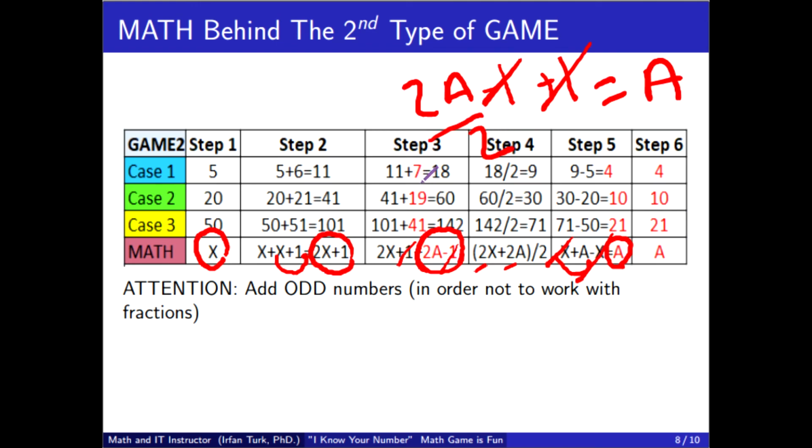For example, here we add 7, right? Add 1 to that 7, which is 8, divided by 2, 4. So the final answer is 4. We add 19. Add 1 to that 19, which is 20. 20 divided by 2, which is 10. So the result is 10. So as you can see, the final number is related to the number that we say to add.